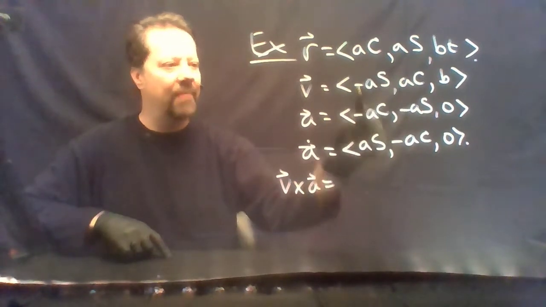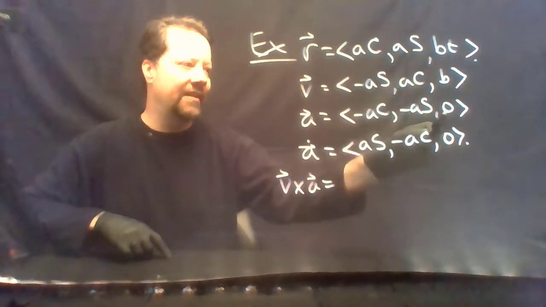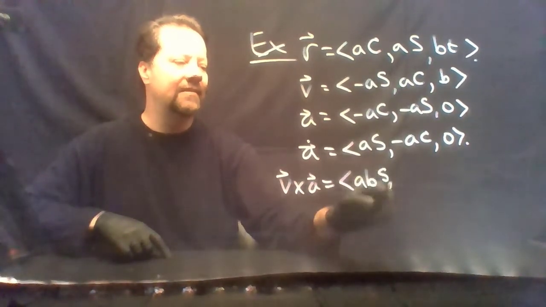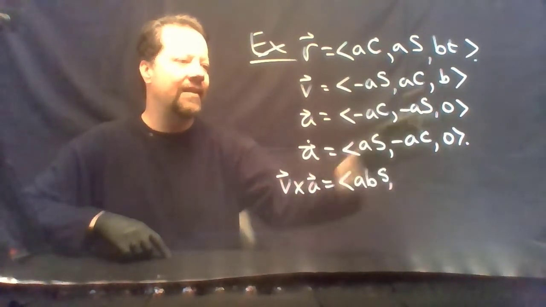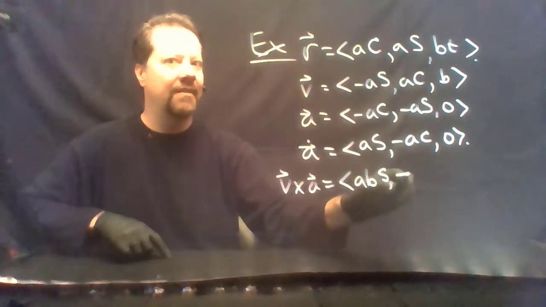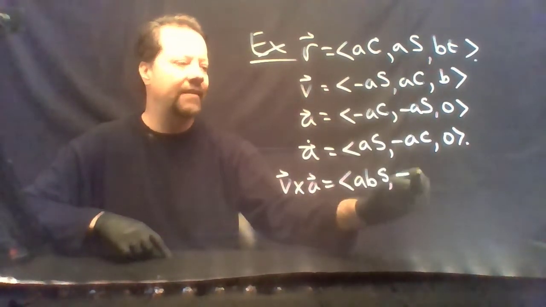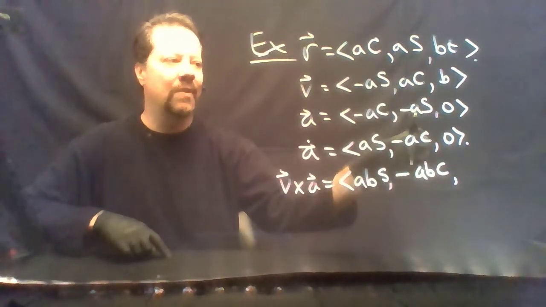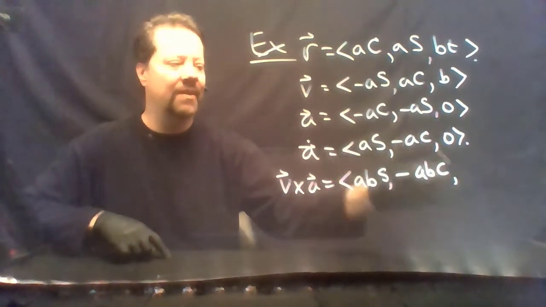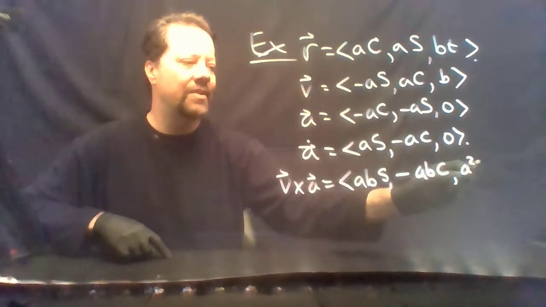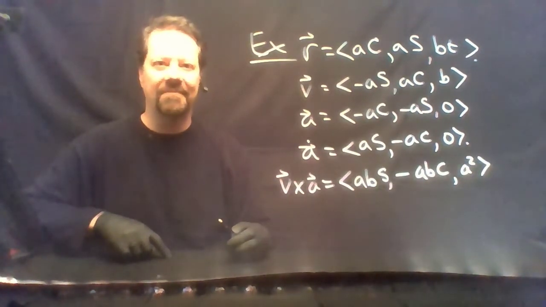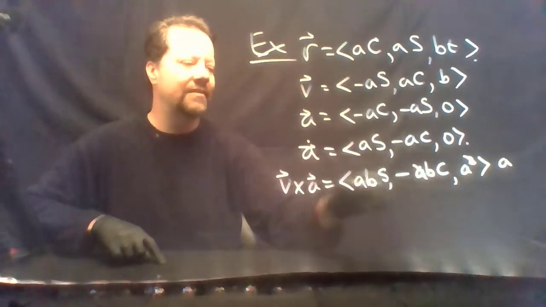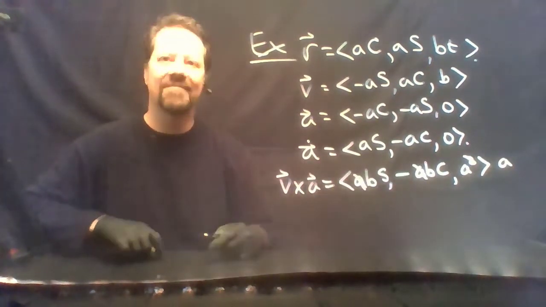v cross a is going to be, let's see, we get ab sine t, then minus a negative, but you have to put a negative on the middle cofactor, ab cosine t, then positive a squared sine squared plus positive a squared cosine squared. You just get the constant a squared. Note that a as a scalar can be factored out of this vector.